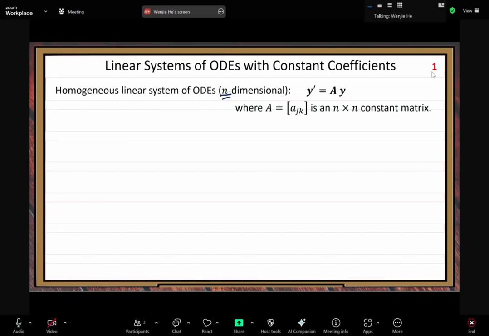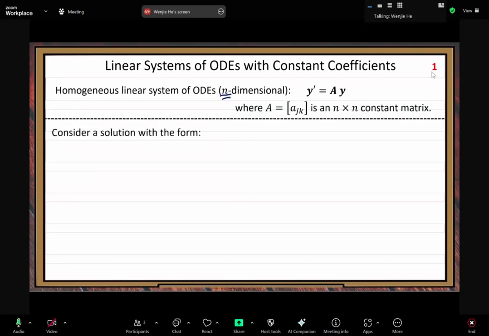All right. Consider a solution with the form. Now we try to understand the solution structure. Remember eigenvalue, eigenvector. So we use the eigenvalue, eigenvector way: y equals x vector times e to the lambda t. Here x is the eigenvector corresponding to the eigenvalue lambda. That is the typical structure, so for each solution function, we use this structure.